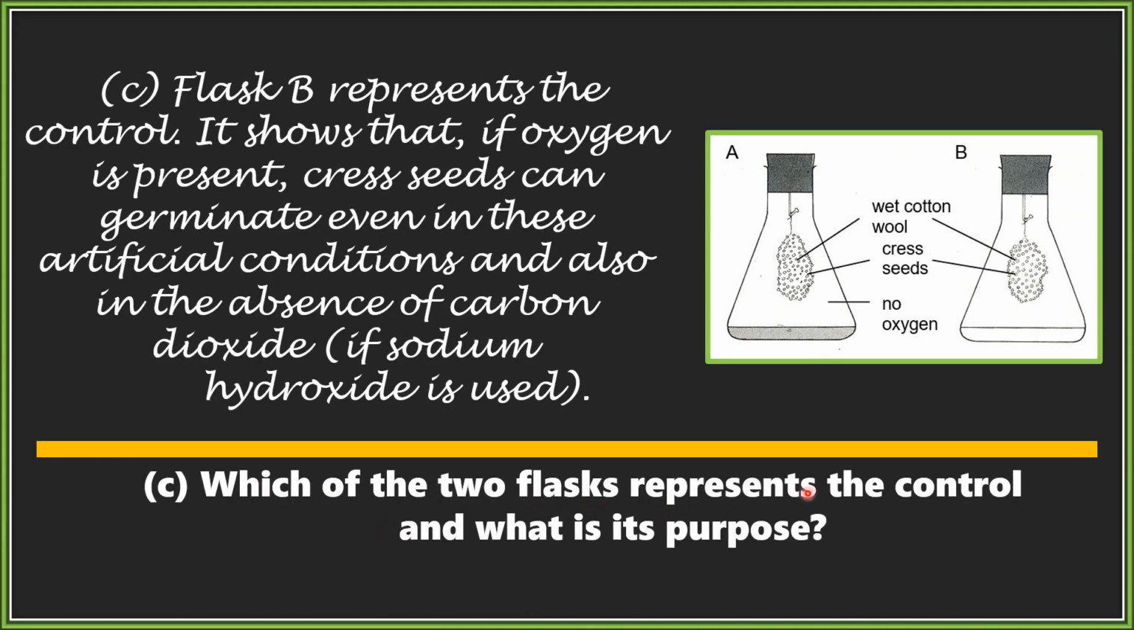C. Which of the two flasks represents the control and what is its purpose? Flask B represents the control. It shows that if oxygen is present, cress seeds can germinate even in these artificial conditions and also in the absence of carbon dioxide if sodium hydroxide is used.